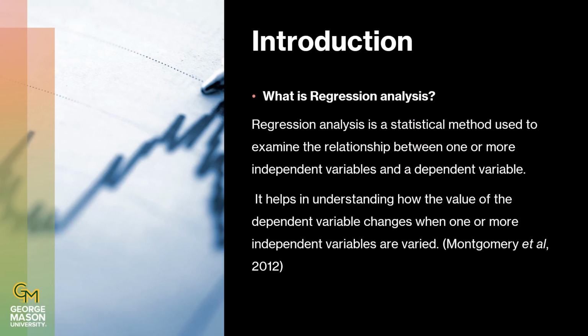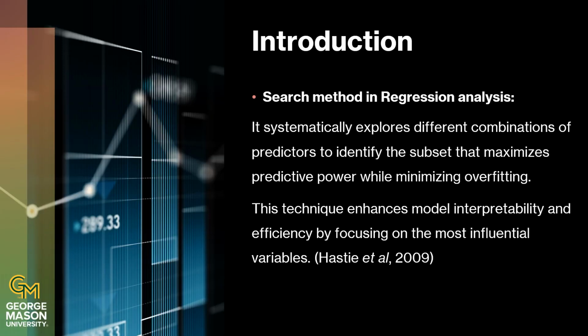So first of all, what is regression analysis? Regression analysis is a statistical method used to examine the relationship between one or more independent variables and a dependent variable. It helps in understanding how the value of the dependent variable changes when one or more independent variables are varied. Now we have an idea on regression analysis.